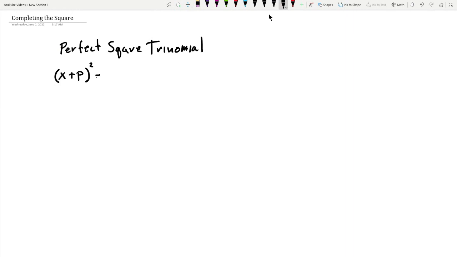And if I were to multiply this out, that means you have x plus p times x plus p. And when I multiply that out and combine all my like terms, I end up with x squared plus 2px plus p squared. Now, if we examine this trinomial and its factored form, you can see that it is pretty much all dependent on p. If I know p, then I know everything.